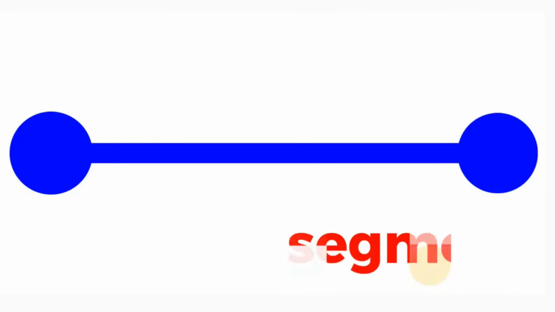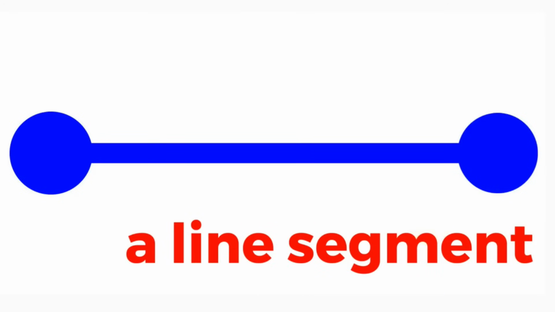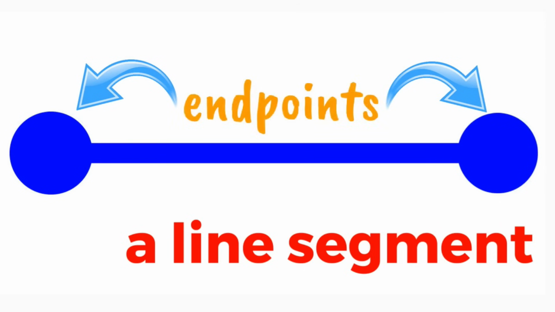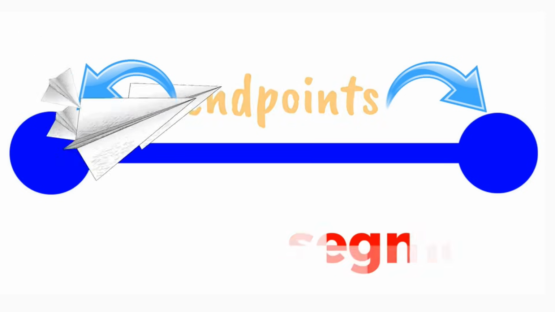Now, a line segment is so different. It has these two dots, one on each end. These dots are endpoints. It doesn't keep going and going. It starts at one point and then ends at another. This is a line segment.